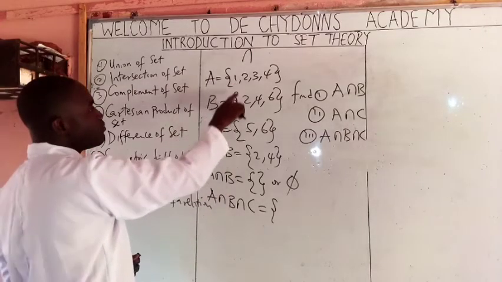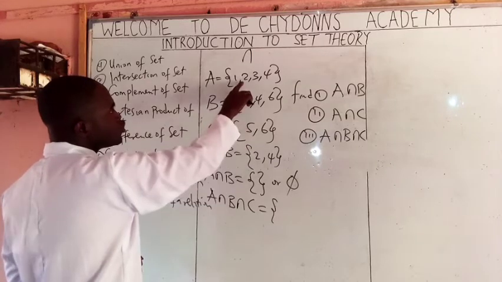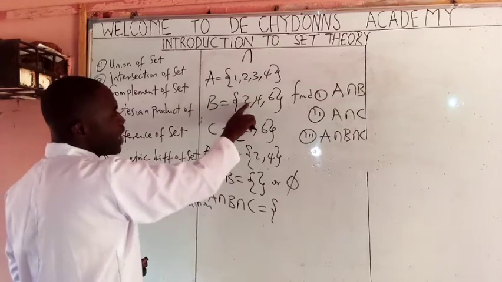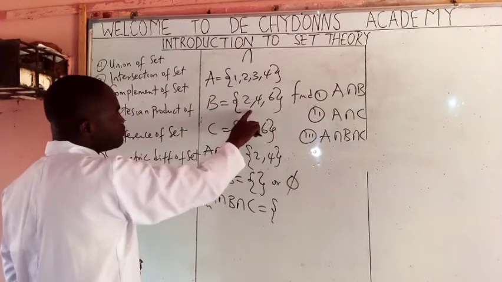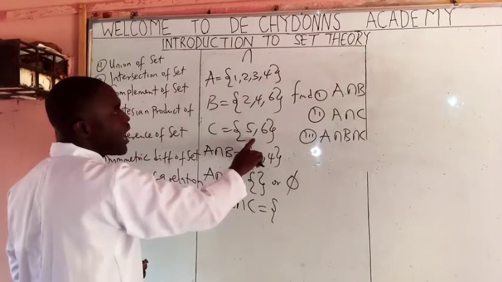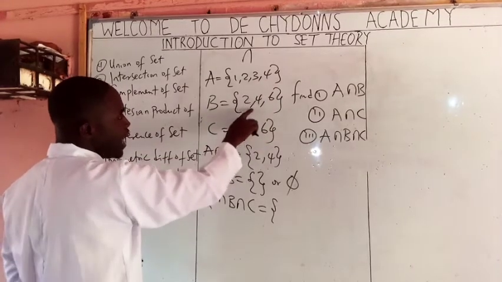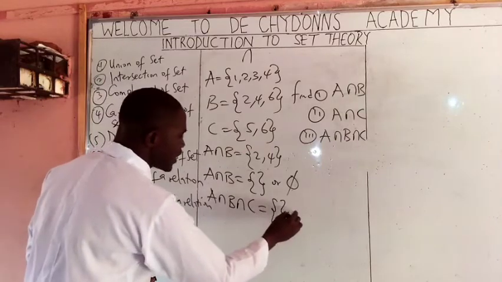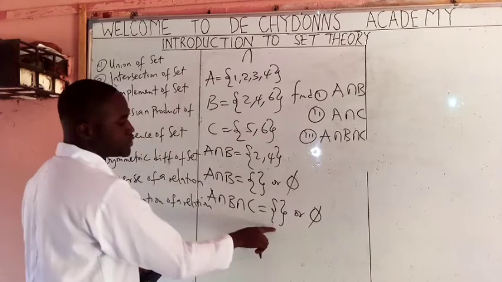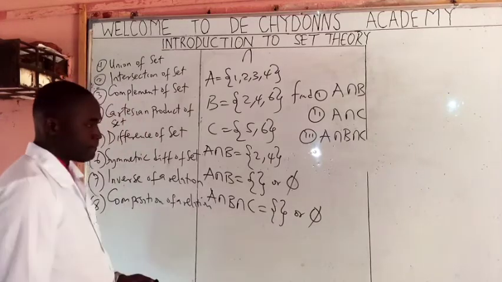Then when they say A intersection B intersection C, what do A, B, C have in common? A have 1, B does it have 1? No. C does it have 1? No. A have 2, B have 2, but C do not have 2. A have 3, B do not have 3, C do not have 3. A have 4, B do not have 4. Okay, B have 4 and C do not have 4. So you say they have nothing in common. So you say empty set, or you put it this way.